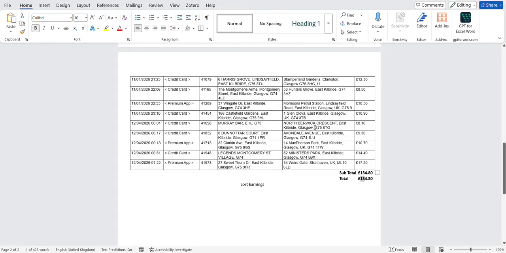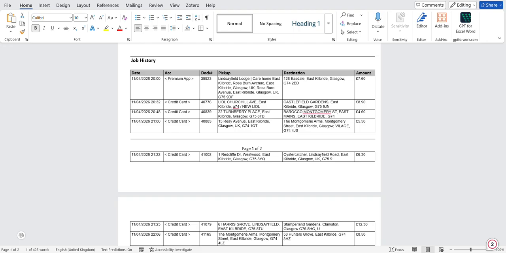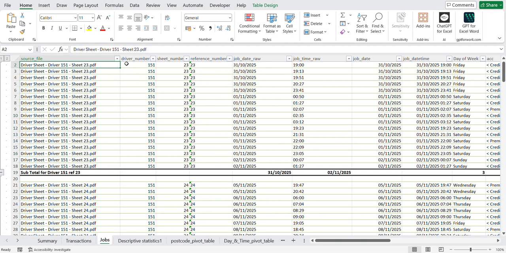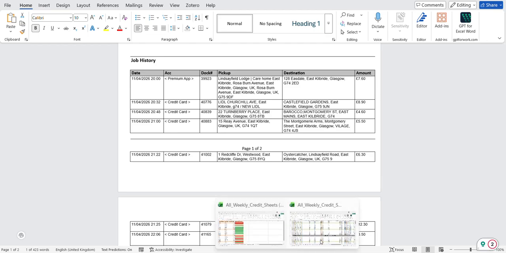So that's all this pick up, drop off time, all this detail if HMRC ever wants to look at it, all this detail, my driver number, sheet number, reference date. Like I said, this has been separated into date and time. That's very important. Like here it is in one place, so it made it much nicer.